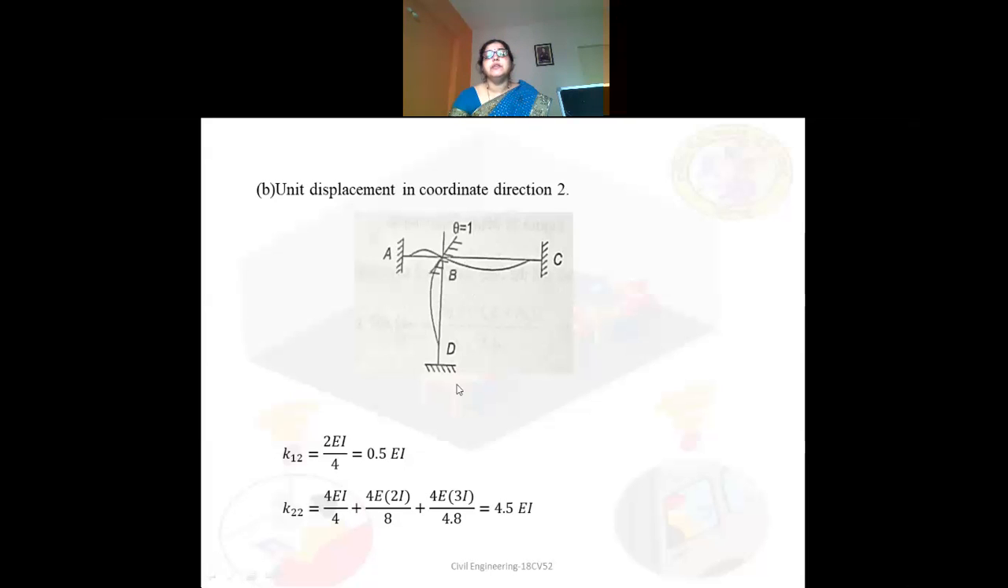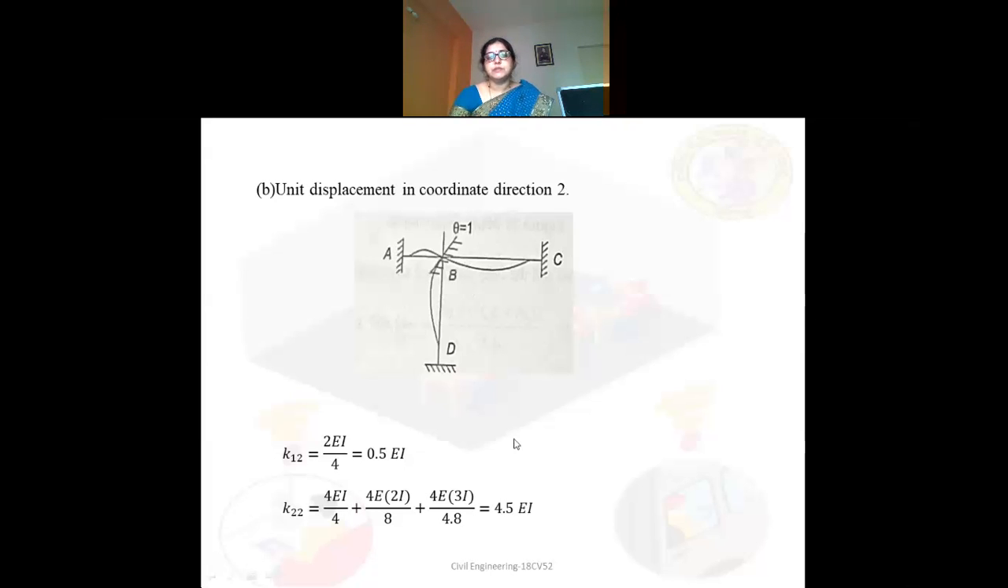Next, for span BD, if I take 2 theta B plus theta D minus 3 delta by L, theta D is also 0, delta is also 0, and the I value is 3I here, and the length is 4.8. So 4E into 3I divided by 4.8. If I do that, what is the answer I am going to get? I am going to get 4.5 EI.